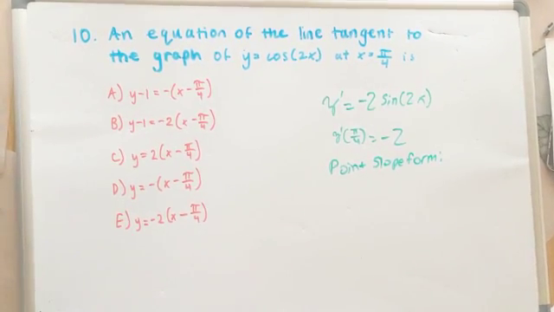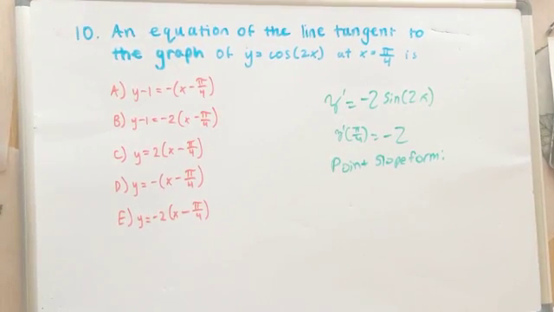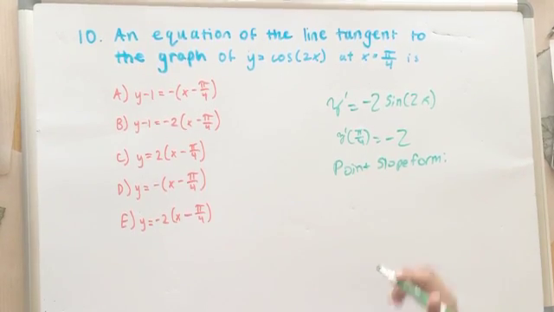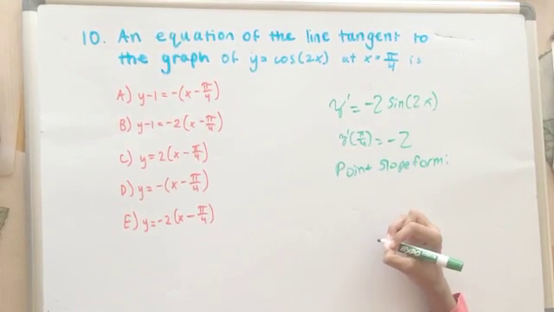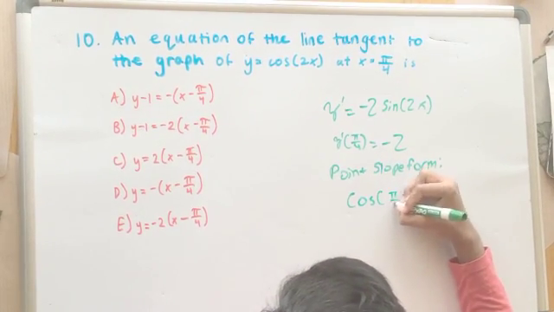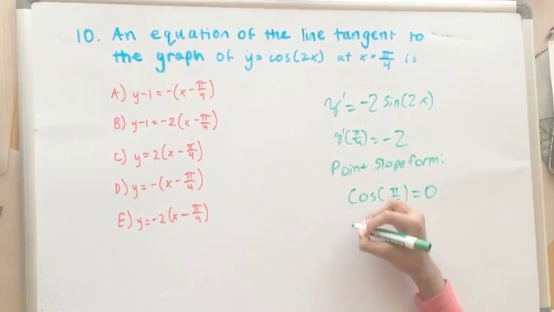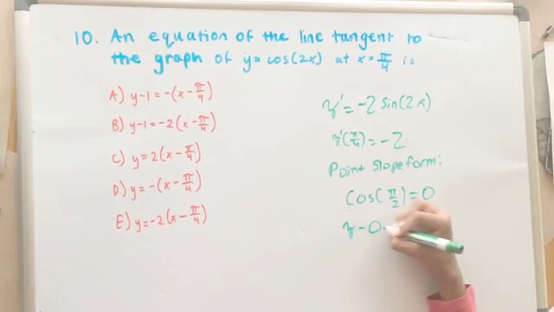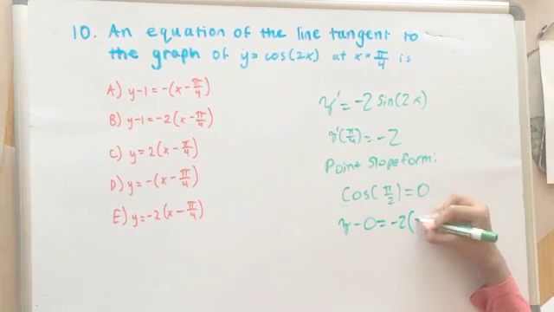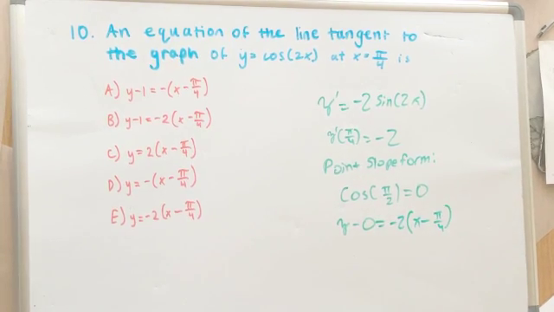And to find point slope form, we first need to find a point, and because we have pi over 4 as our x value, we should find the y value for this. So plugging pi over 4 into y equals cosine 2x would give us cosine of pi over 2, which is just 0. So plugging into point slope form, we get y minus 0 equals -2, because that's our slope, times x minus pi over 4, because that is our x value.